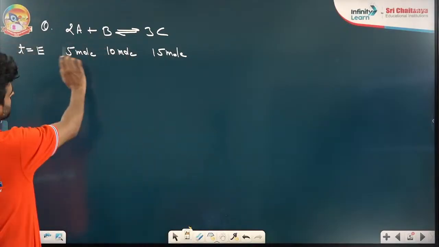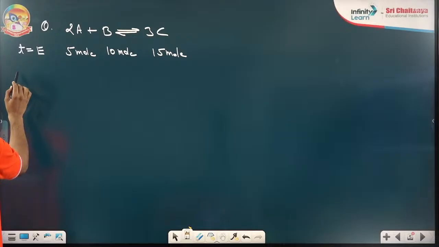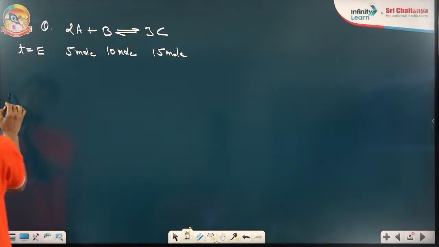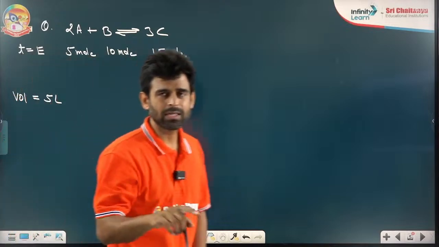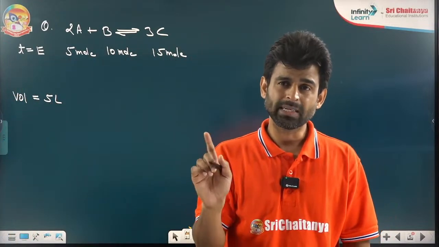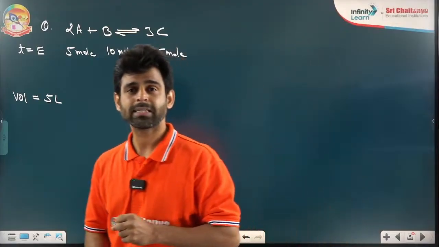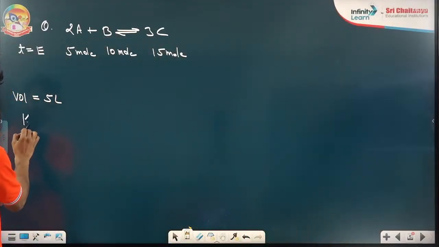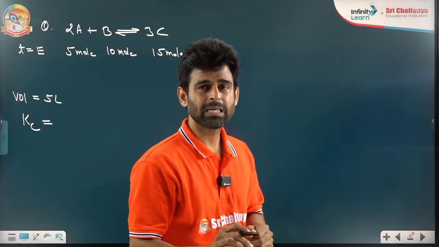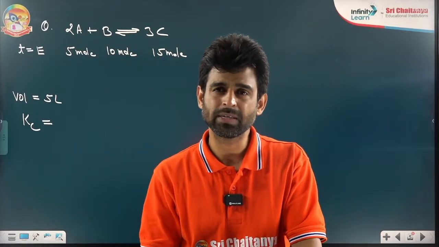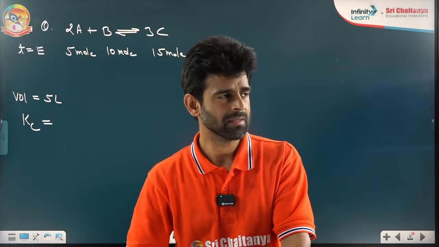So what do we have here? 5, 10, and 15. Clear? And in the question, the volume of the container is 5 liter. This reaction is going on in the vessel of gases. Can you find the Kc by the given data? Remember, you don't just keep the moles of the reactants and products. You have to keep the concentration, that is mole per liter. Give me the answer fast.